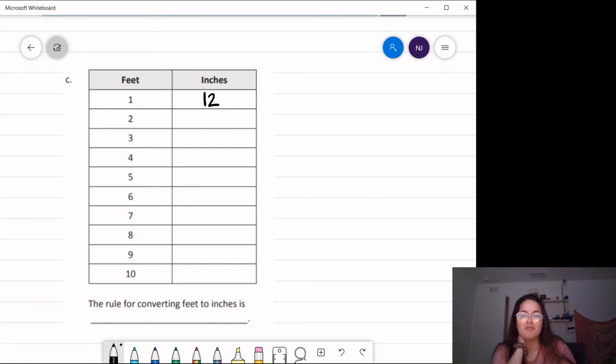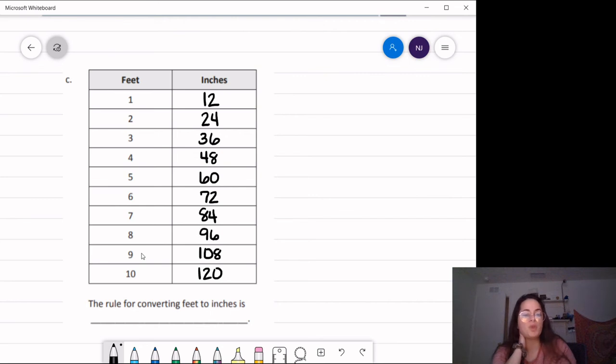All right, let's go ahead and fill out the rest of this chart. So 12 inches are in 1 foot, 24 inches are in 2 feet, 36 inches are in 3 feet, 48 inches are in 4 feet, 60 inches are in 5 feet, 72 inches are in 6 feet, 84 inches are in 7 feet, 96 inches are in 8 feet, 108 inches are in 9 feet, and 120 inches are in 10 feet.